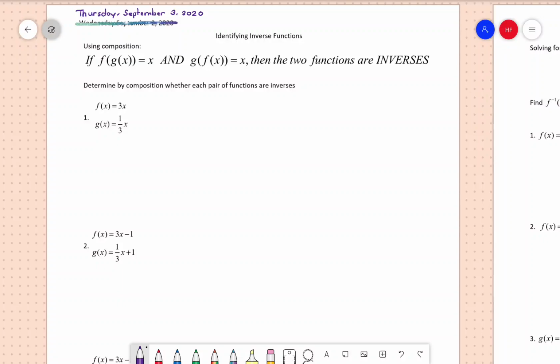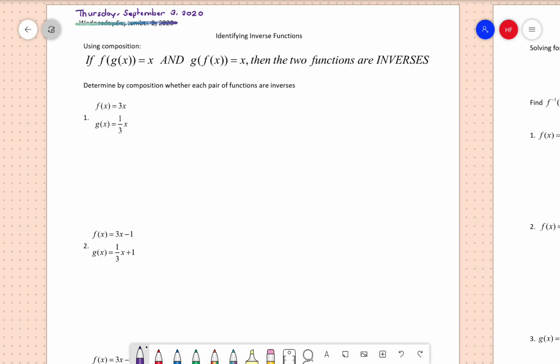Alright, so for today's notes, we've got identifying inverses and then solving for inverses. First we're going to identify inverses using composition. There are multiple ways to identify an inverse. We can do it using a graph, or if we're just given the functions in written form, then we can use composition. If f of g of x equals x and g of f of x equals x, then the two functions are inverses.